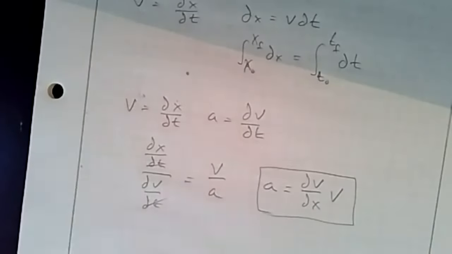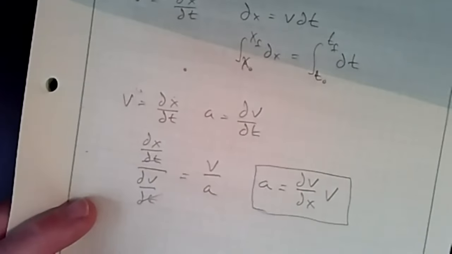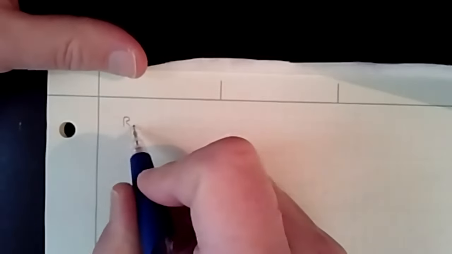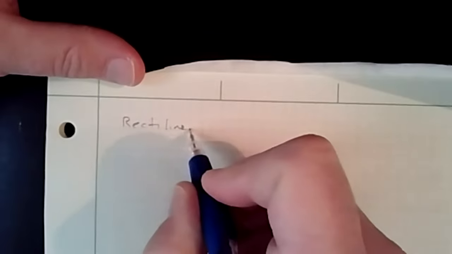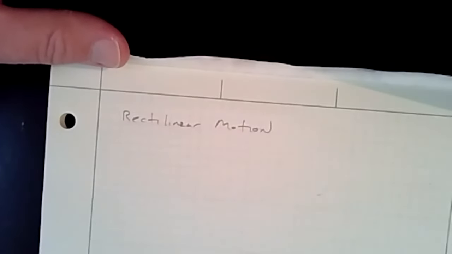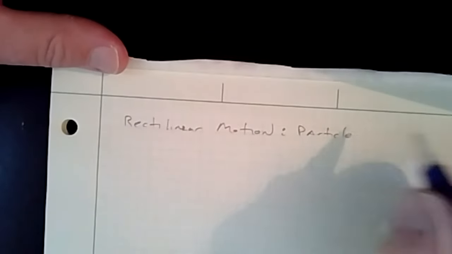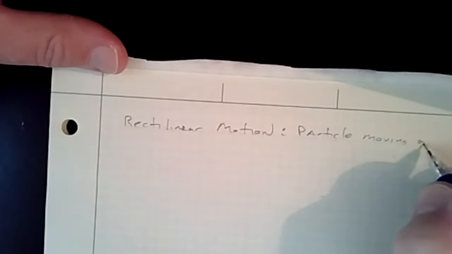It'll help you solve when you're just given velocity as a function of position, and you need to understand what acceleration is. So if we think of simple rectilinear motion, then let's say, for example, that we have a particle moving on a straight line.